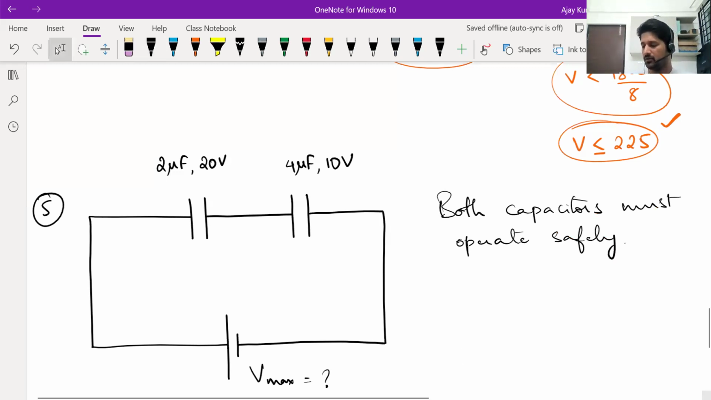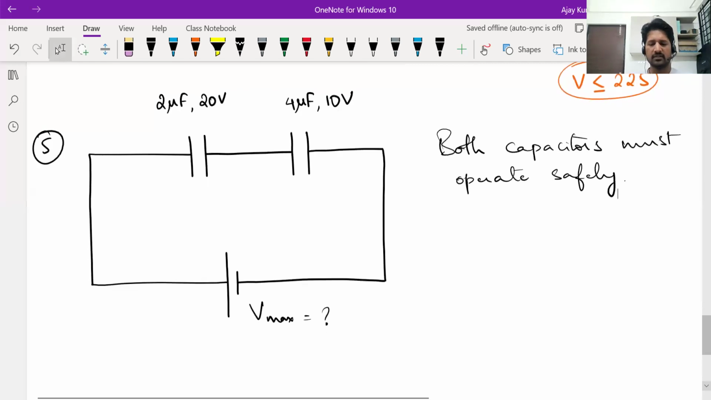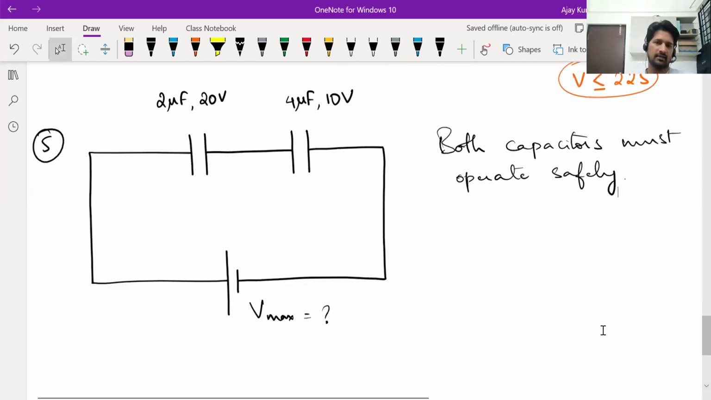Okay, you think of how to split voltages when capacitors are connected in series, split it and write the condition. Voltage across the first capacitor should be less than or equal to 20 volts. Across the second capacitor should be less than or equal to 10 volts. From that, you will get the answer. Solve it quickly, all of you.